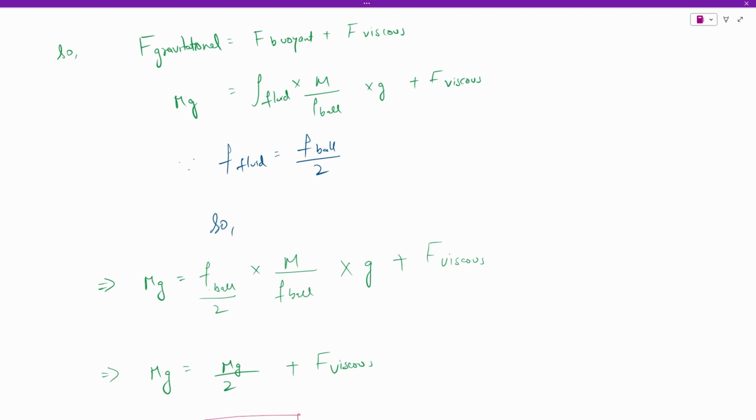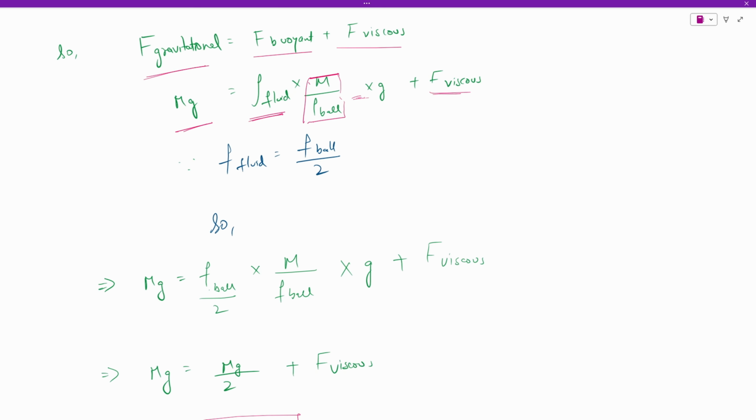Now let us equate these forces. The gravitational force is equal to the buoyant force plus the viscous force. Now equating the magnitudes, we can see that mg is equal to rho of fluid, that is the density of fluid, times the mass of ball divided by rho of ball. With this expression we are finding the volume of the ball, so that we can calculate the mass of the fluid, and then we will multiply it with g to get the weight of the fluid displaced, plus the viscous force.